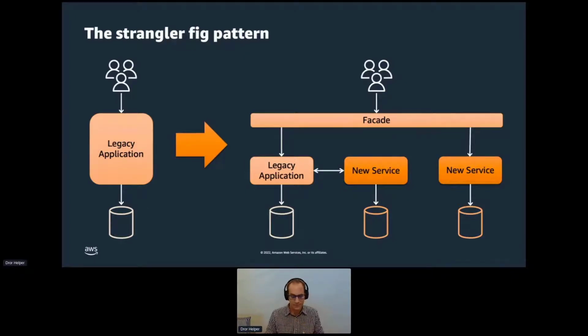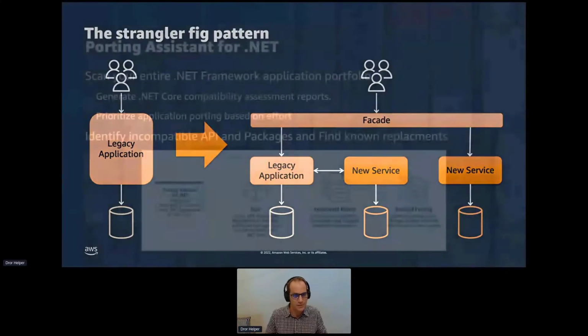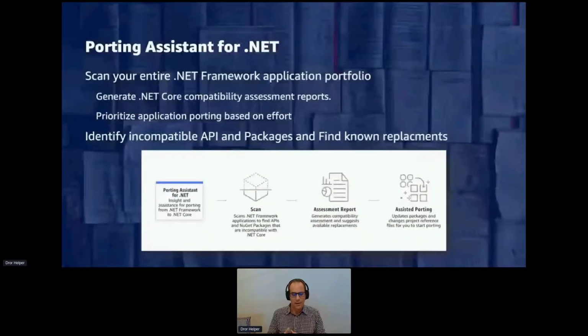Now, it's not easy, and it will require us first to understand my existing code, and then find the places where I can take parts of my existing code and take them out and put them in new microservices. And there are tools that will help you do that as well. The first tool is Porting Assistant for .NET. Now, I know there's already been a session on Porting Assistant for .NET, so I won't rehash it.